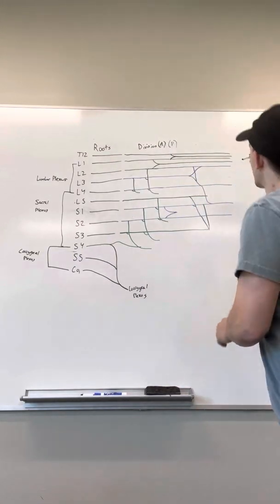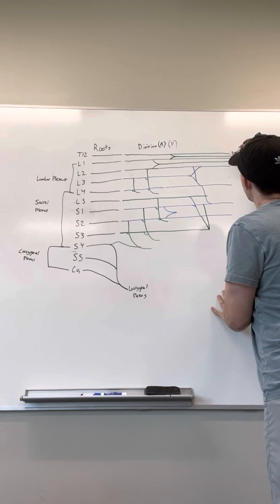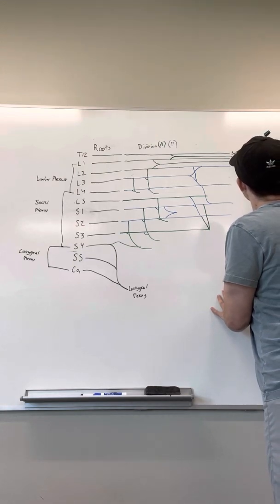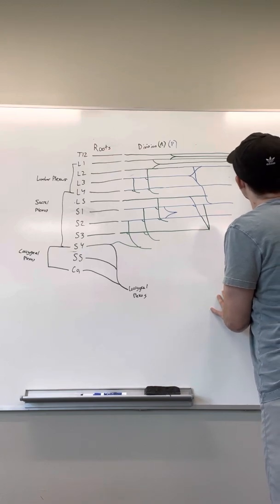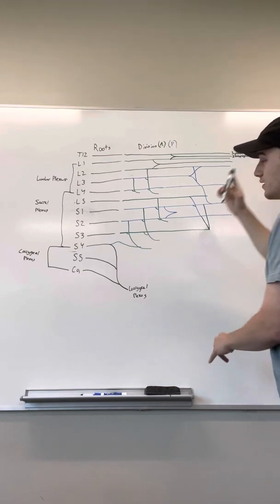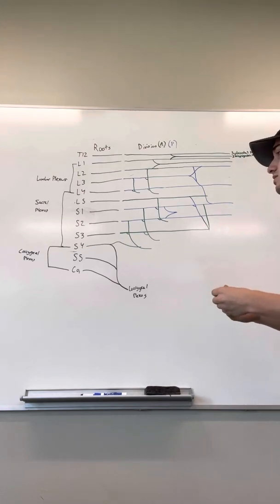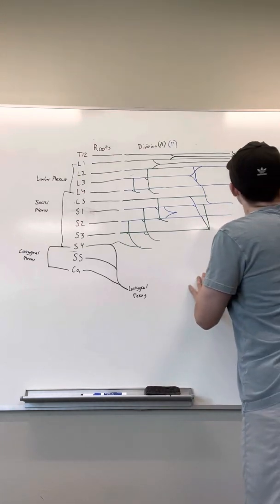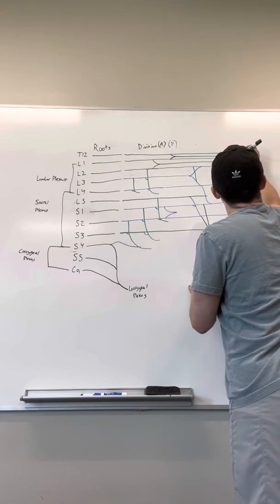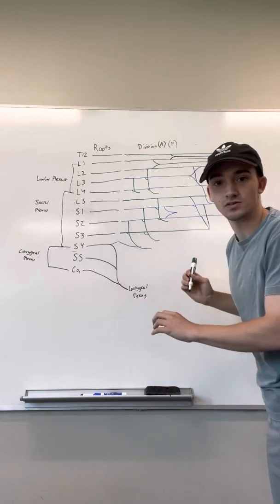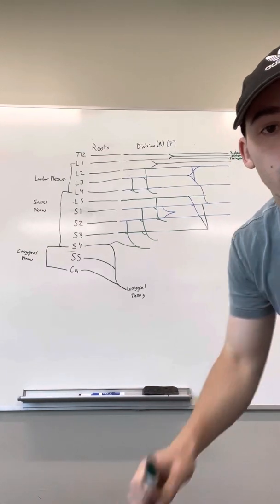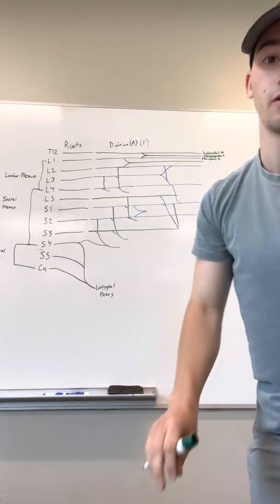So for T12, we have the subcostal nerve. Next, we have the ilio-hypogastric nerve. Next, we have the ilioinguinal nerve. And are you seeing this okay? Let me zoom out a little this way. Maybe better. There we go.